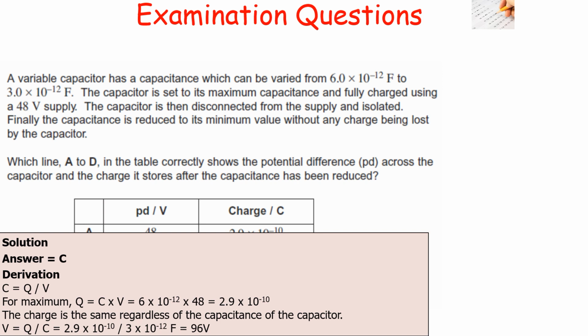So therefore, we can say V is equal to Q over C, and we've got our Q from our previous part. Now we know that when it's been reduced, our capacitance is going to be 3 times 10 to the minus 12 farads, and therefore we know what our charge is going to be, 2.9 times 10 to the minus 10 from our previous part of the question, so we get 96 volts.